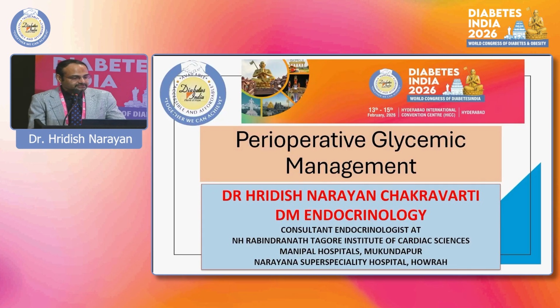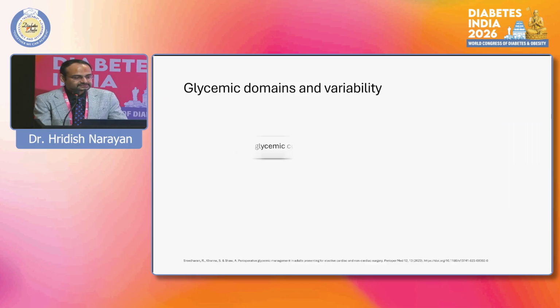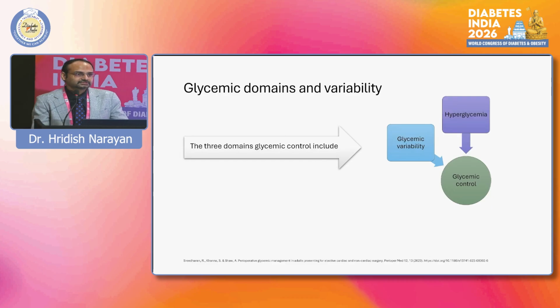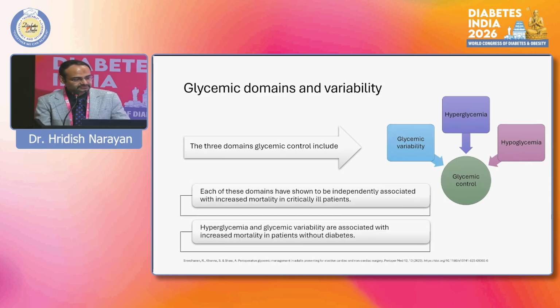Here we'd be concentrating on perioperative glycemic management. So, basic introduction is that there are three domains of blood sugar. We all know that. That's the basic ABC. We will talk about the crests and the troughs, that is hyperglycemia and hypoglycemia, and the gap between them, that is glycemic variability, which is very important.